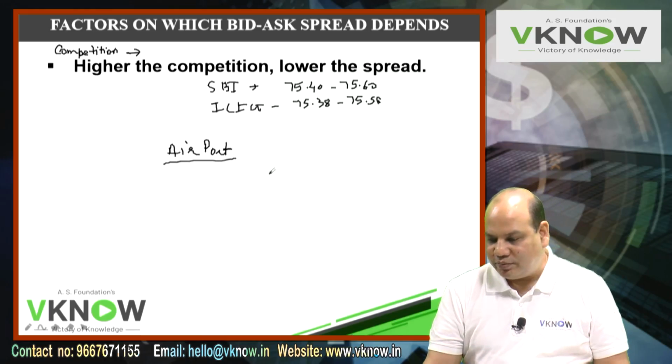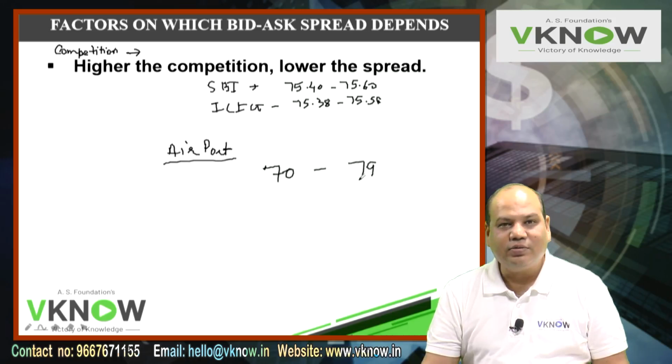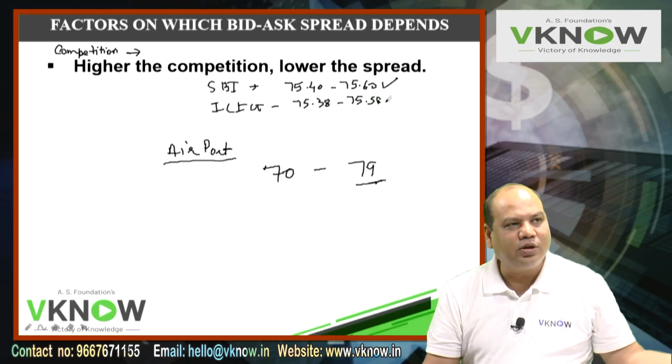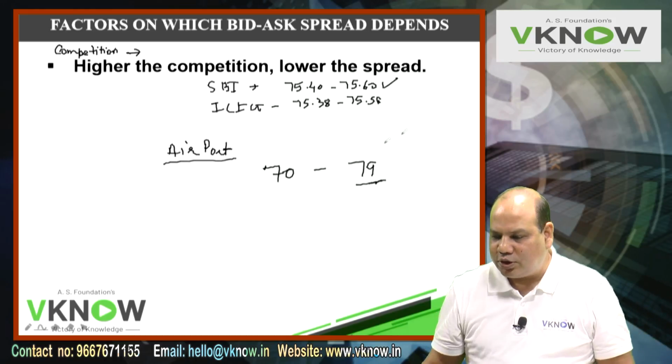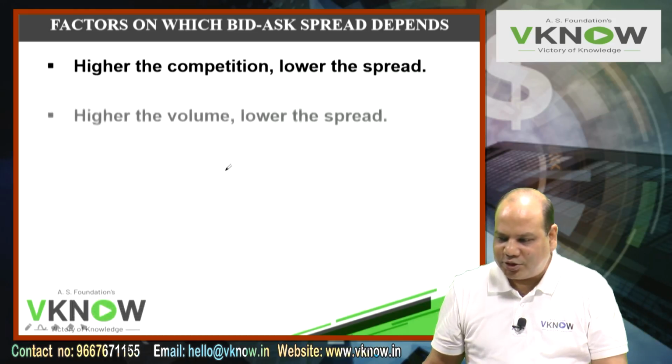Now that person at the forex counter thinks, this is what I was waiting for. His quote will be, buying rate he will say 70, selling rate he will say 79. You want dollars? This is the best rate I can give you. You will say outside SBI was giving at 75.60. He will say go to SBI, take it, who stops you? And you know that you can't go there. Higher the competition, lower the spread.